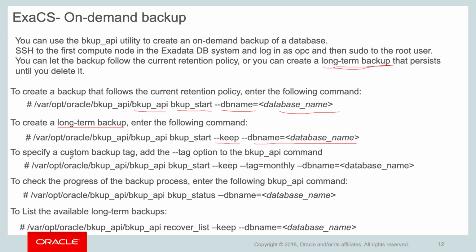Another situation could be that you want to specify a custom backup tag. You have the ability to add a tag in your backup script. So here, same API backup start, and I wanted a long-term backup, means not based on just the current retention policies. That's why I've used the keep clause here. And then I also want to specify a tag, which is monthly in my case. So this backup will be created and it will have a monthly tag which will help you differentiate that this is not a normal backup, but a long-term backup.